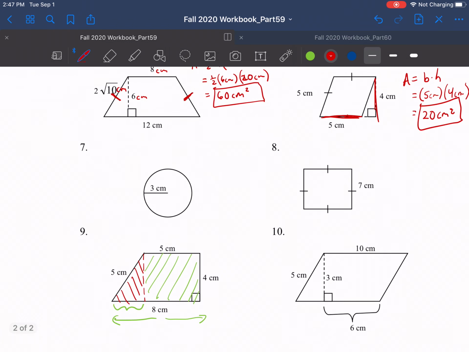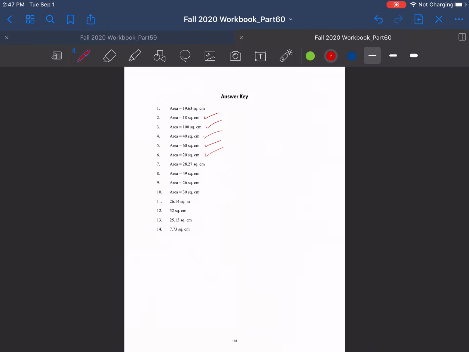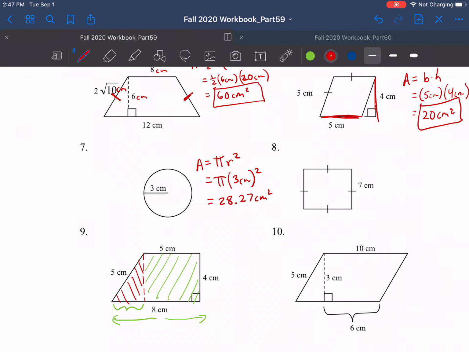Next is the area of a circle. Area of a circle is pi r squared. So this is pi times 3 centimeters squared. And we'll use the pi button. So 3 times 3 is 9 times pi is what we want to do, is 28.274. So 28.27 centimeters squared. And if we check it, 28.27 square centimeters, good.